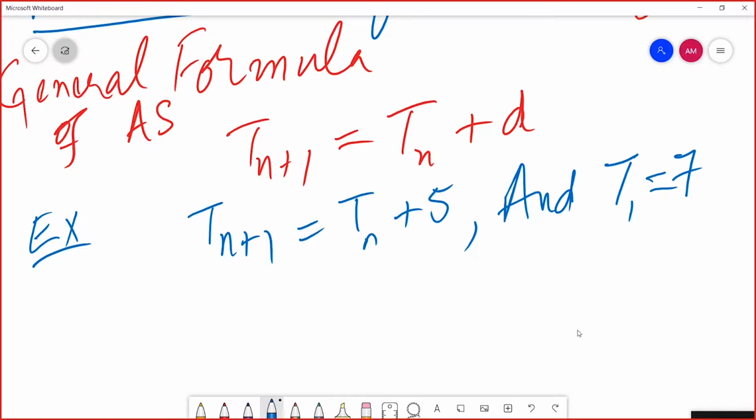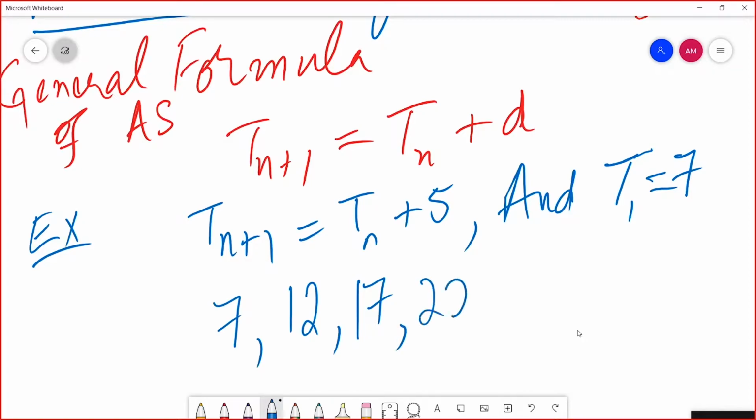So the first term is given. Oh, T1 is 7. So we would write 7. What would be the next term? 12. Yeah, 12. Good. Then 17. Yeah, 17. And then 22 and so on, right?